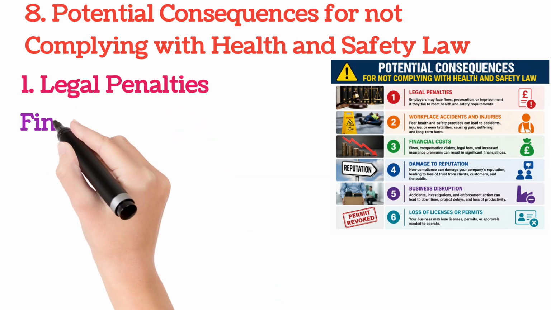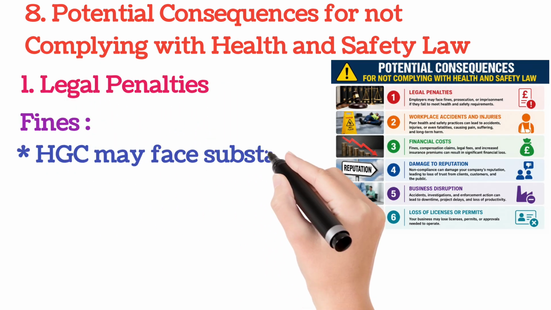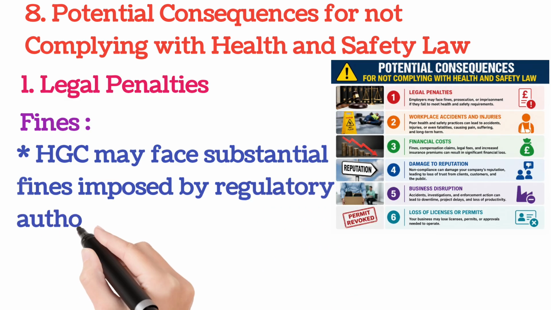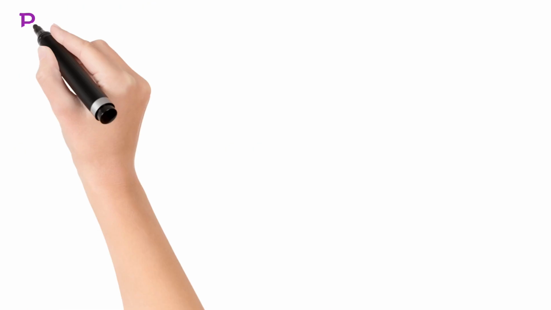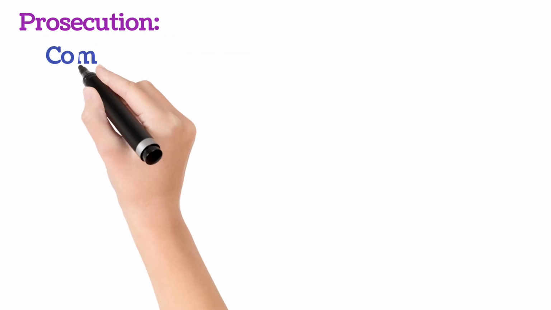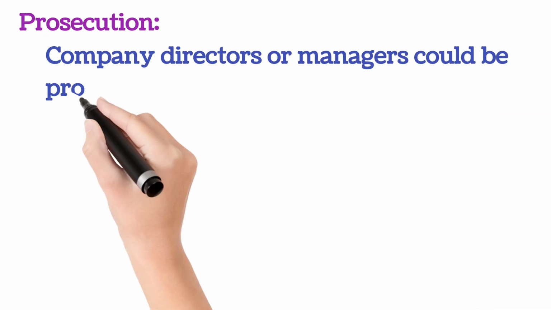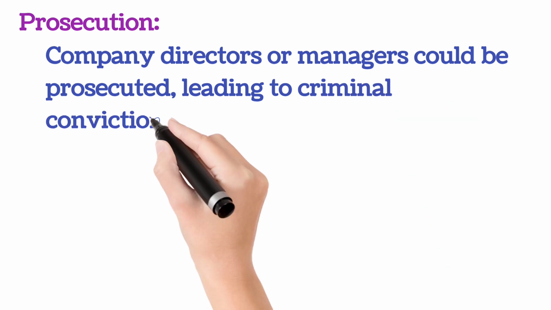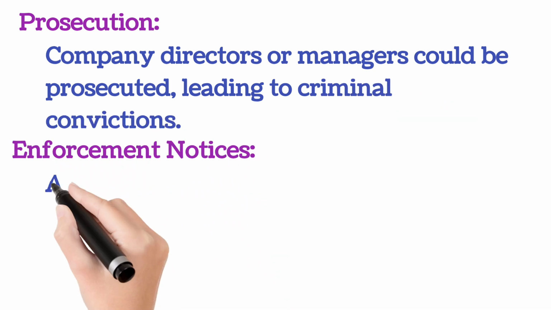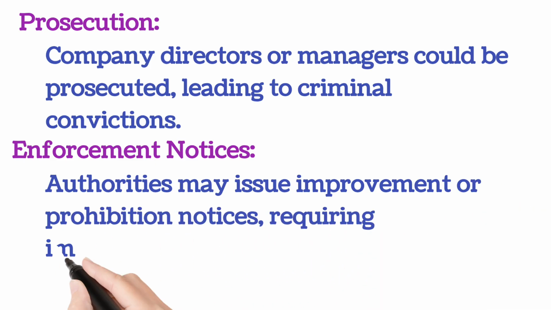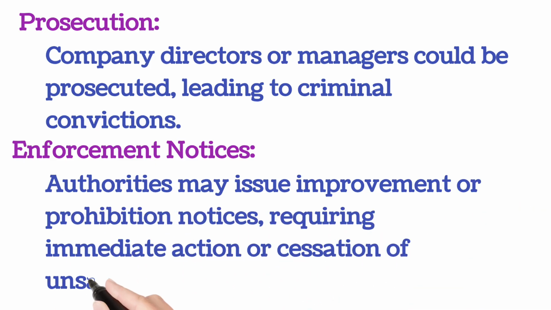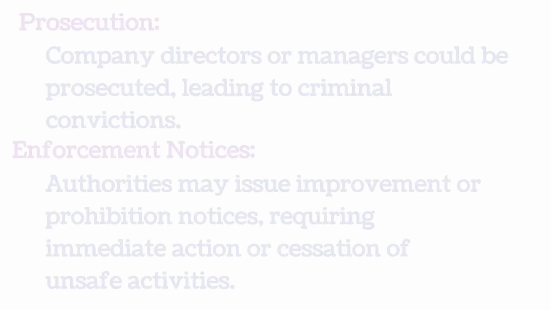Legal penalties. Fines. HGC may face substantial fines imposed by regulatory authorities for breaches of health and safety regulations. Prosecution. Company directors or managers could be prosecuted, leading to criminal convictions. Enforcement notices. Authorities may issue improvement or prohibition notices, requiring immediate action or cessation of unsafe activities.